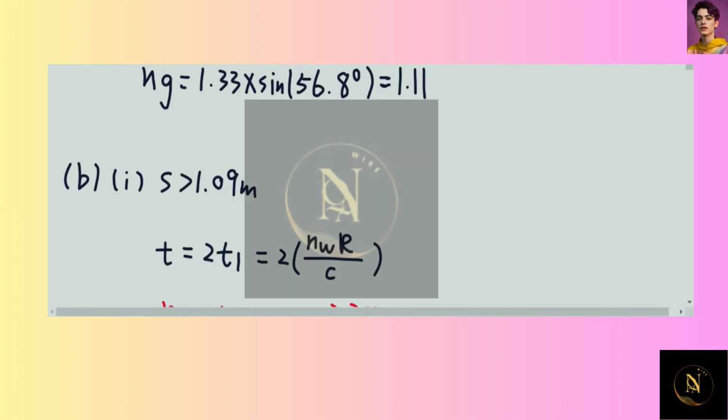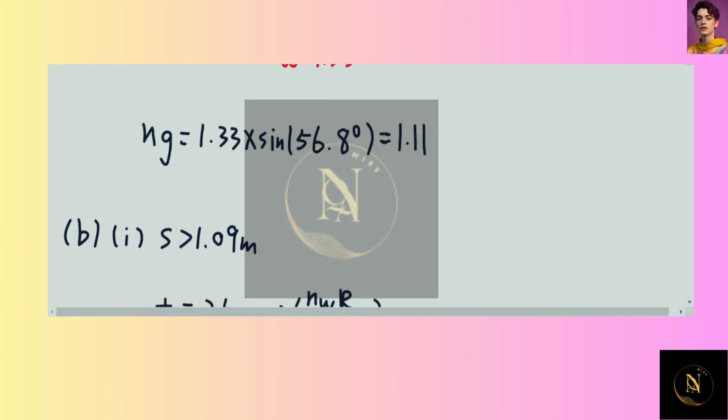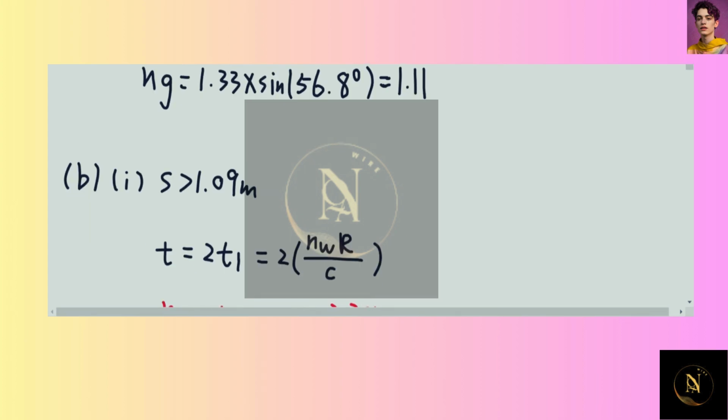And for the next question, there are two sub questions. So first sub question. When the move distance is greater than 1.09 meter, the time should be equal to 2t1, which is 2 times nw times r over c. Okay? Because when s is greater than 1.09 meter, the angle of incidence is greater than the critical angle.